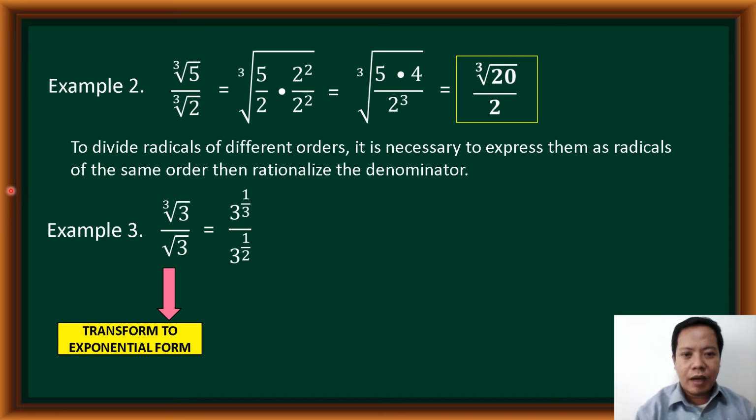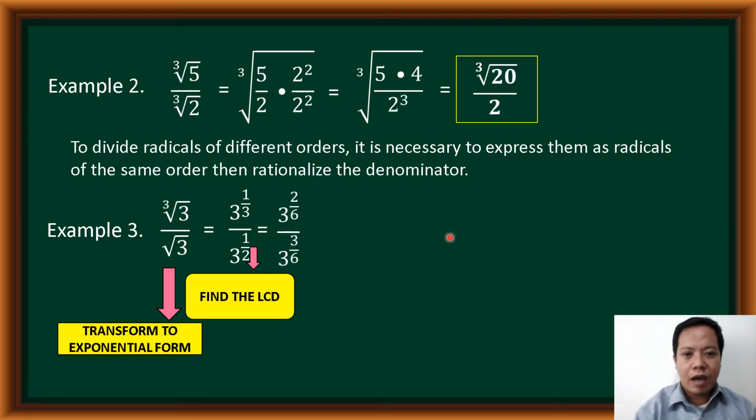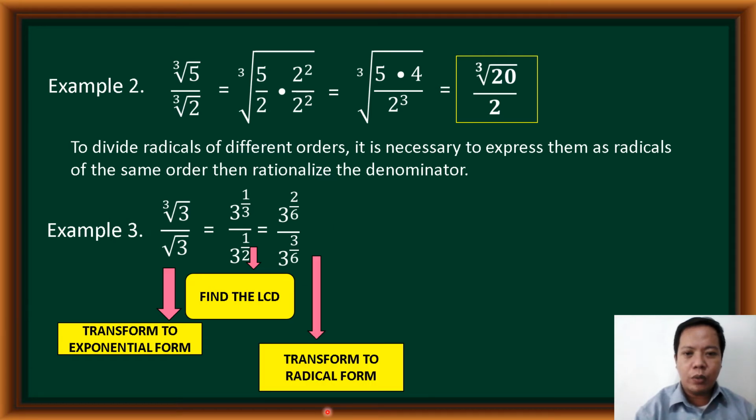And then note that our exponents are dissimilar fractions, so we're going to find the LCD. Then we have 3 raised to 2 over 6 over 3 raised to 3 over 6, because the least common multiple of 3 and 2 is 6. And then we're already done in transforming the dissimilar fractions to similar fractions, so we have the same denominator. Now it's about time to transform to radical form. Why? Because in transforming this to radical form, we have the same index.